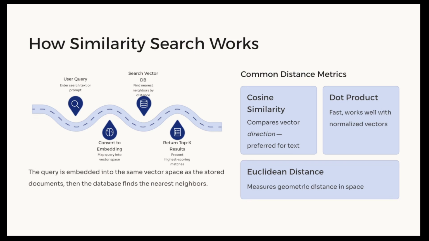Common similarity metrics include cosine similarity, dot product, and Euclidean distance. For text embeddings, cosine similarity is commonly used because it compares the direction of vectors, which works well for semantic meaning. So if two pieces of text have similar meaning, their vectors point in a similar direction. The key idea is this: vector search finds meaning-based nearest neighbors.